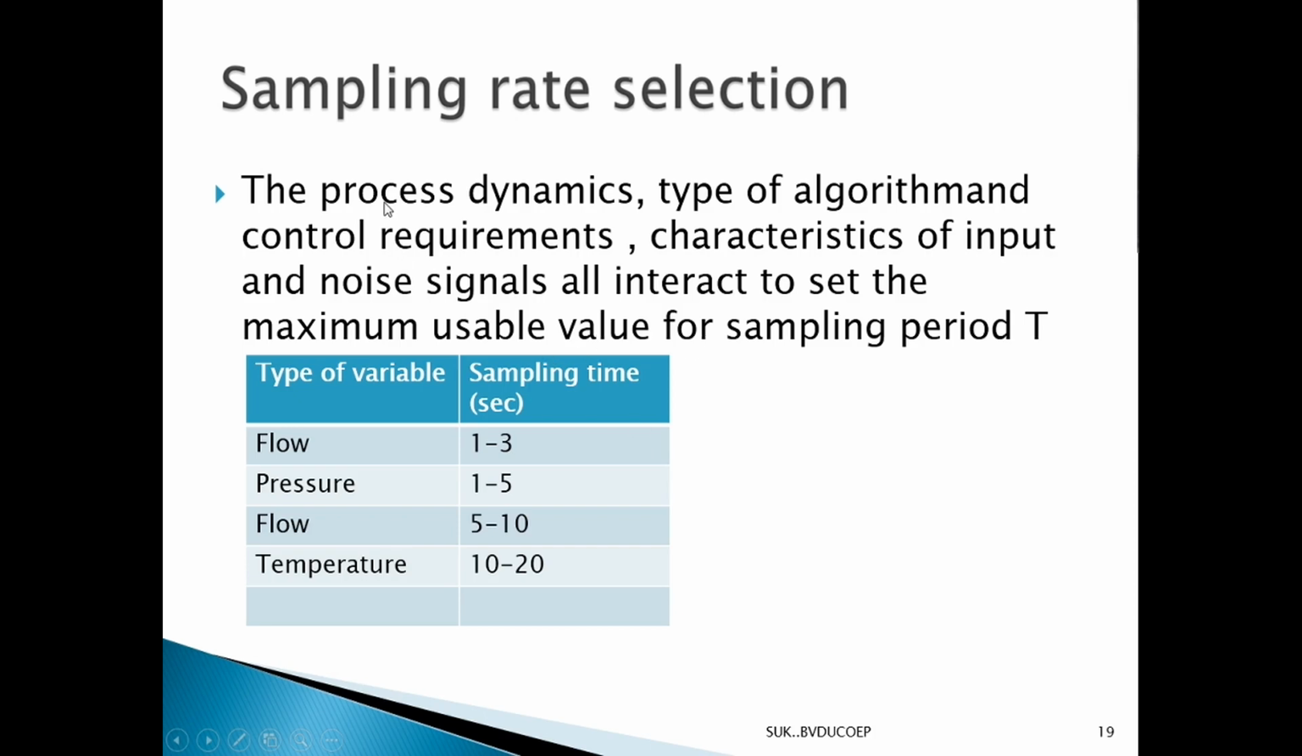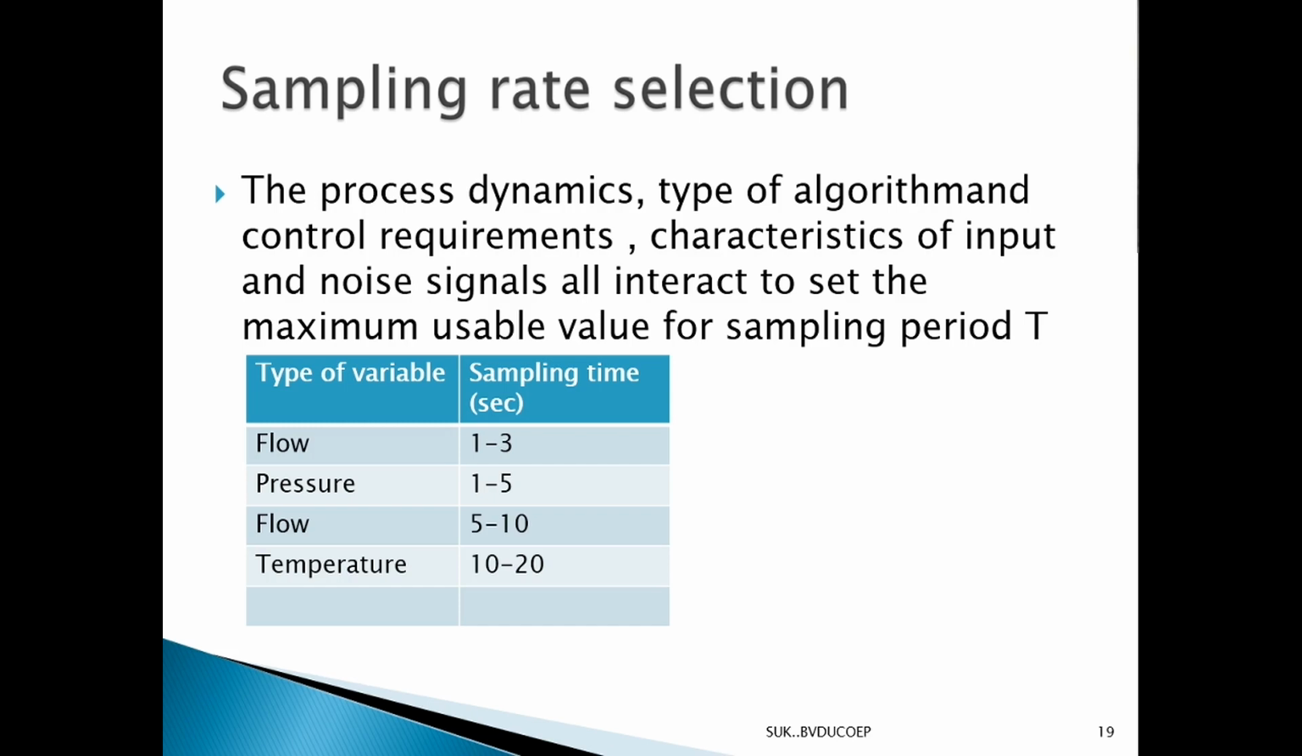So practically, what should be the ideal sampling rate? It depends on how you select the sampling time. It depends on process dynamics, which type of process you are observing in the closed loop control system, the type of algorithm for the control circuit, control requirements, and characteristics of input and noise signals, all of which interact to set the maximum usable value of the sampling period. In general, it depends on how the process variables vary, because they don't have a large number of frequency components.